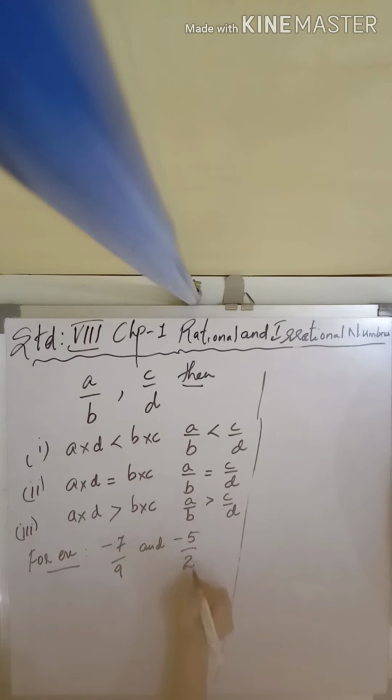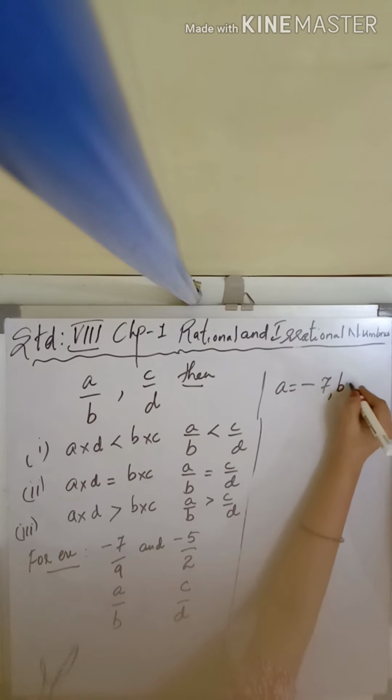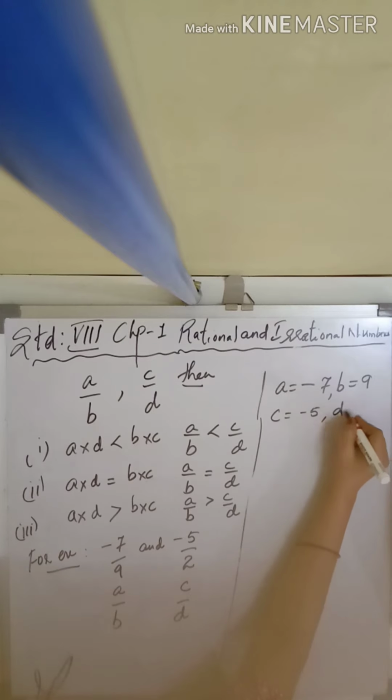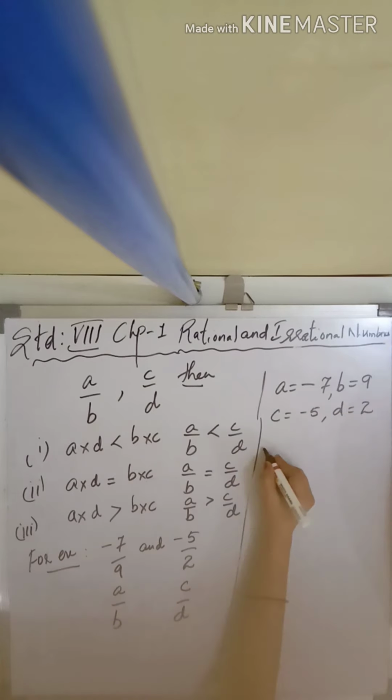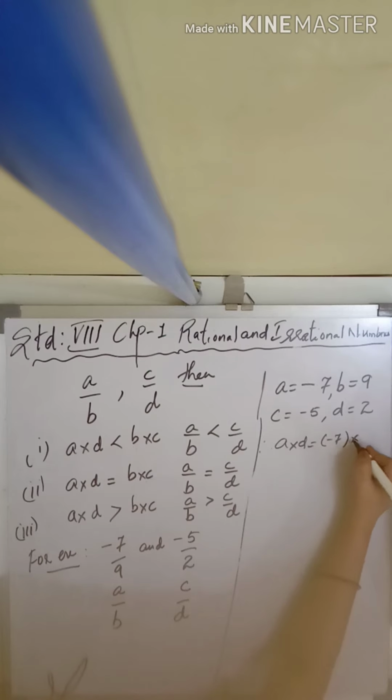5 upon 2. Okay. Now here both my rational numbers I have taken negative. So minus 7 upon 9 and minus 5 upon 2. Now comparing with the standard form, this is my a upon b, this is my c upon d. So here my a is equal to minus 7, b equal to 9, c equal to minus 5 and d is equal to 2. Now first thing children, what we need to find? A into d. A into d is equal to, what is my a? Minus 7 into d is 2. So that is equal to minus 14.